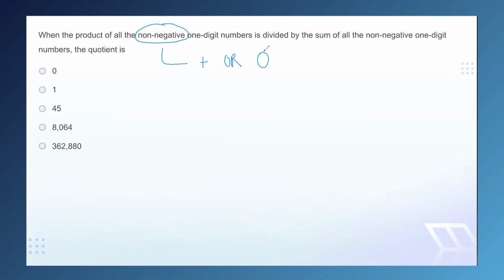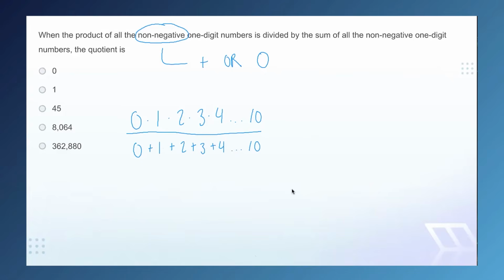Now, zero is a classic number properties edge case that turns problems on their heads, so we need to bear it in mind as we solve. Okay, so our expression is the product of all the non-negative one-digit numbers. So that's going to be 0 times 1 times 2 times 3 times 4, all the way up to 10, divided by the sum of all the non-negative one-digit numbers. So that's going to be 0 plus 1 plus 2 plus 3 plus 4, all the way up to 10.